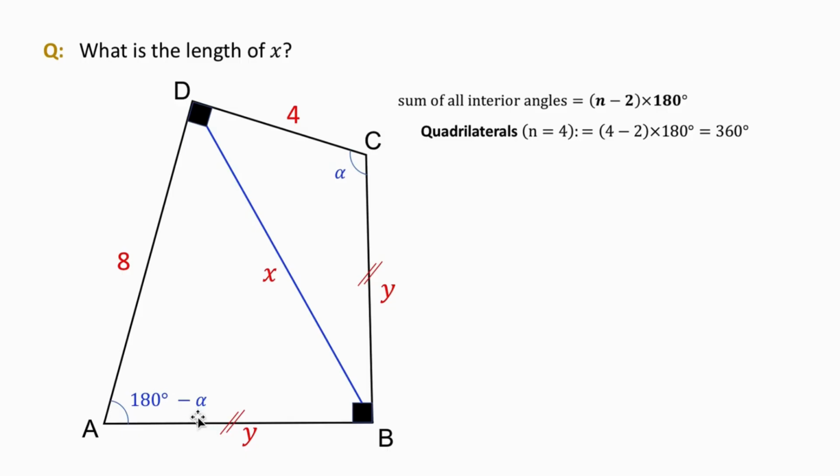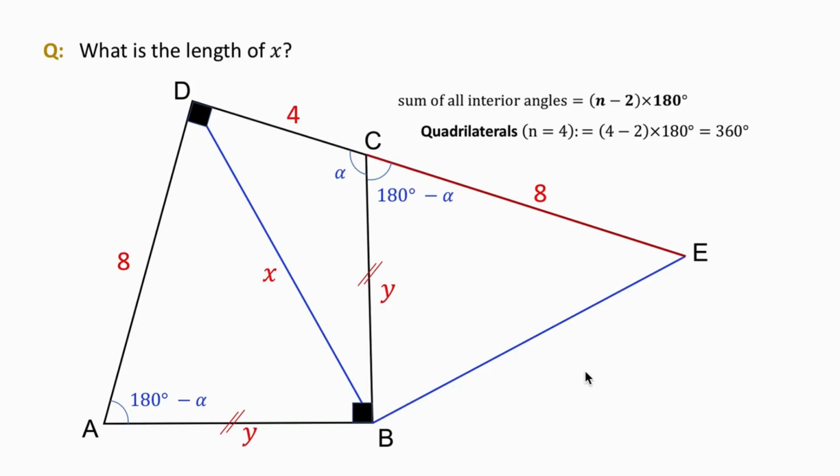Now we extend segment DC by 8 units to point E. If angle DCB is alpha, then angle ECB is 180 minus alpha, since they are supplementary angles. Now we draw the segment BE and we label its length as x. The length BE is labeled x because it lies opposite the angle 180 minus alpha.